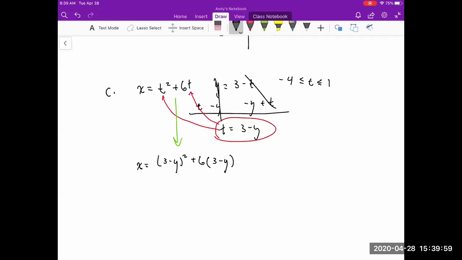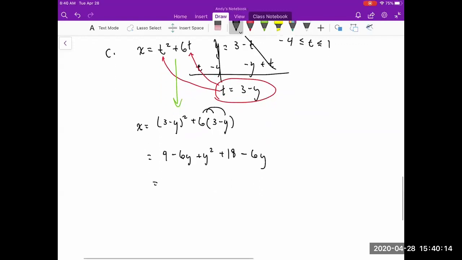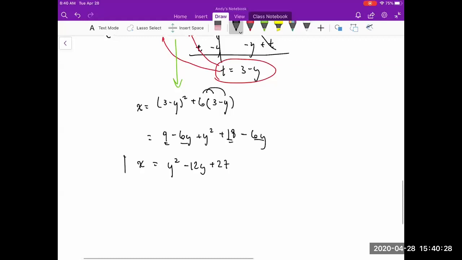Okay, so I'll expand this out. So this is going to be 9 minus 6y plus y squared. And then distributing this, we get plus 18 minus 6y. So writing this in order, we get y squared minus 12y because these two combine. And then 9 plus 18 is 27. Perfect. And what's actually really nice about this, so this is our answer after eliminating the parameter.